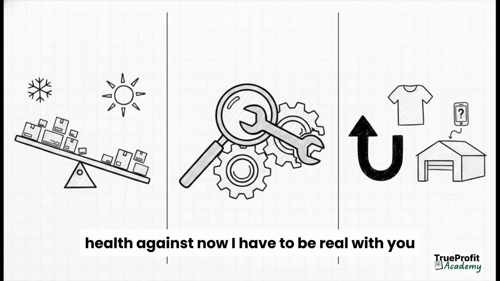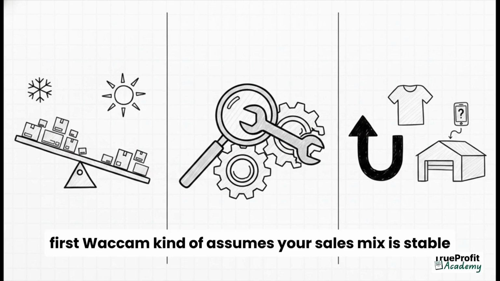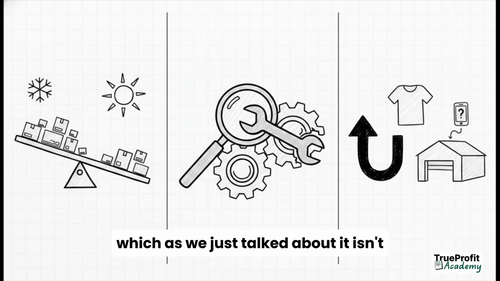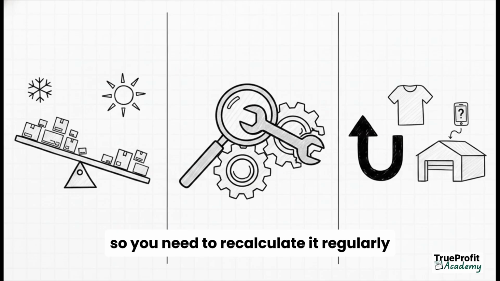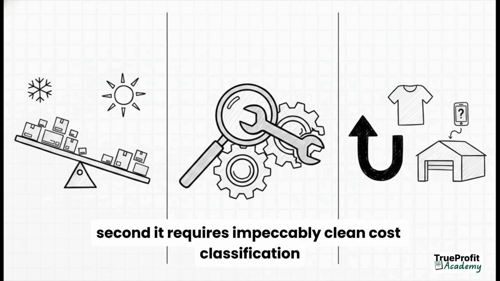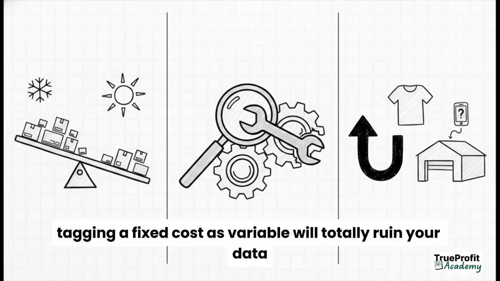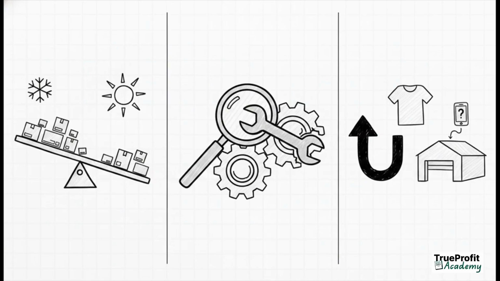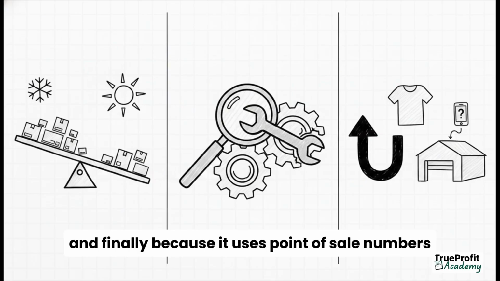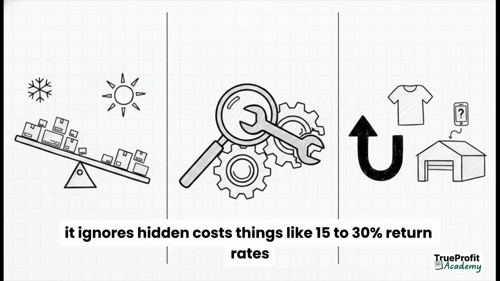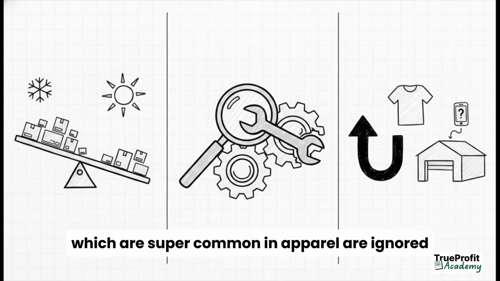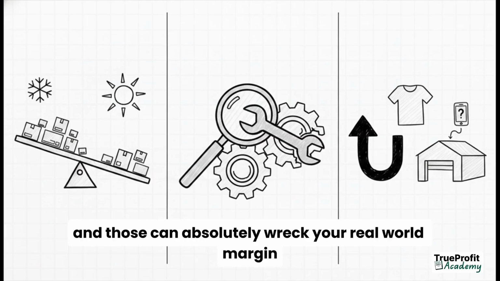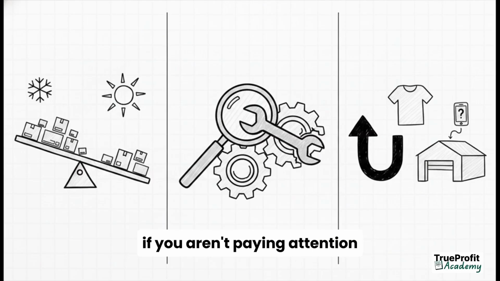Now, I have to be real with you, there are a few limitations. First, WACM assumes your sales mix is stable, which, as we just talked about, it isn't, so you need to recalculate it regularly. Second, it requires impeccably clean cost classification. Tagging a fixed cost as variable will totally ruin your data. And finally, because it uses point-of-sale numbers, it ignores hidden costs. Things like 15 to 30% return rates, which are super common in apparel, are ignored, and those can absolutely wreck your real-world margin if you aren't paying attention.